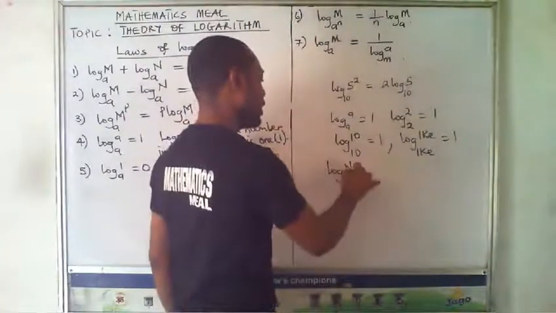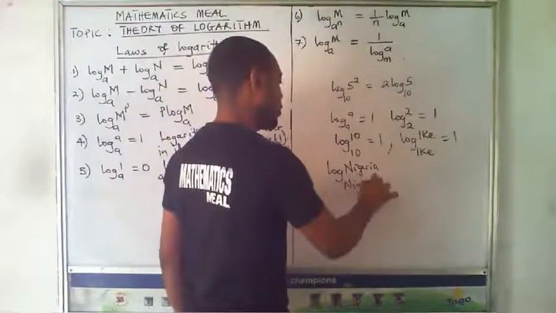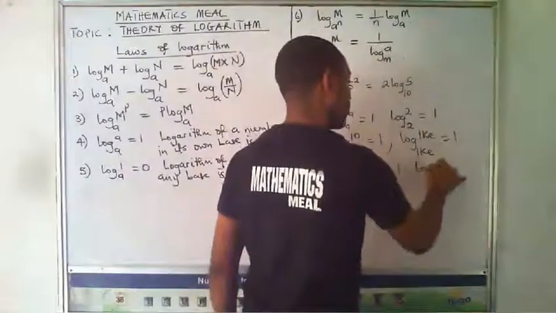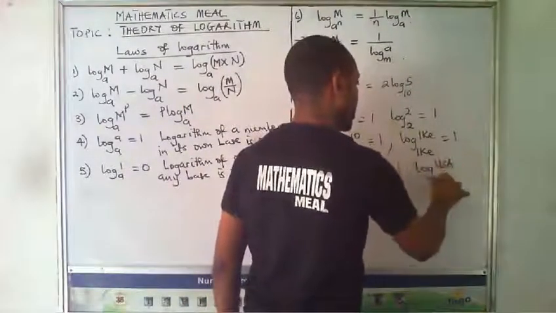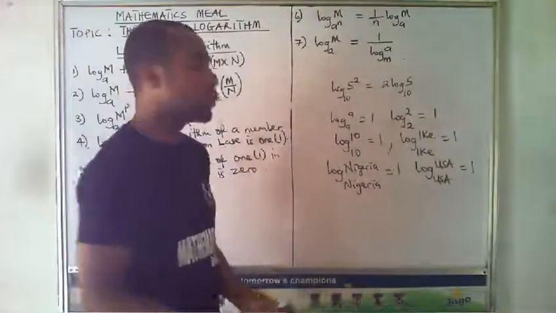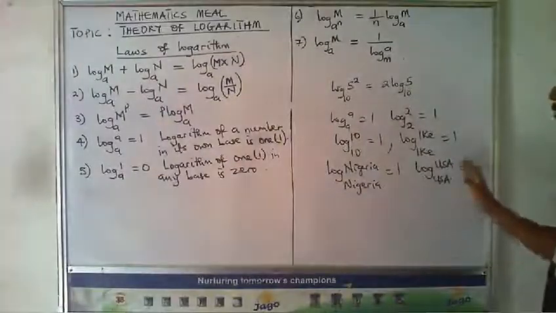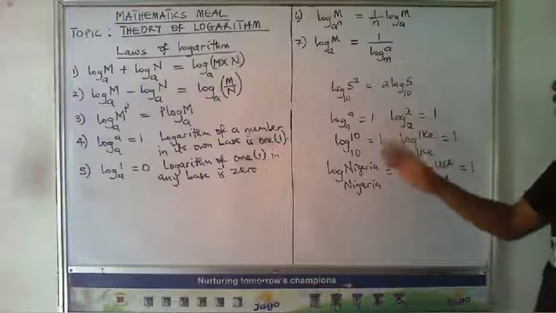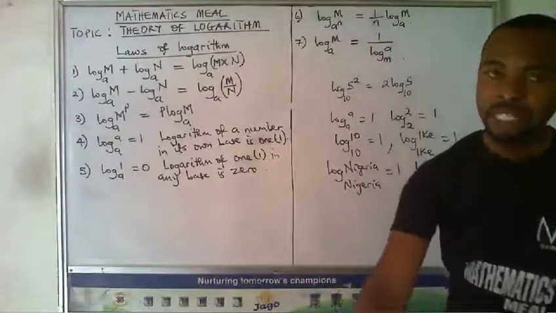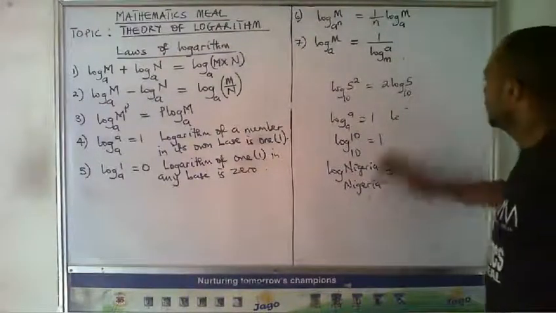Log Nigeria in base Nigeria will also give us 1. And when you say log United States of America in base United States of America, we still have 1. So the logarithm of a number to its own base will give me 1. When the base and the number are the same, the result of that logarithm is 1. That's the fourth law. Very important law.